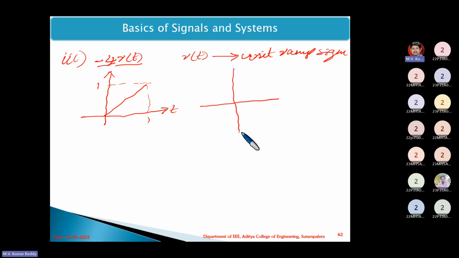So -4. This is the -4. This is positive slope. Here also positive slope. So -4, 4. This is called -4 into R of t. Simple.